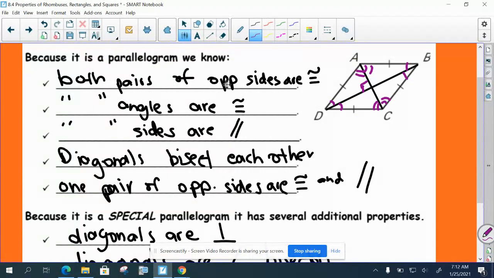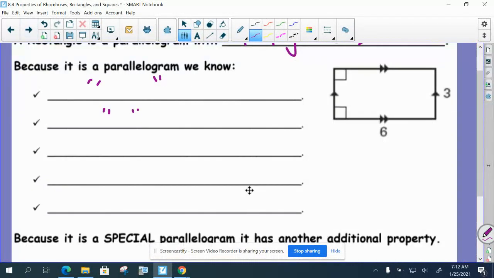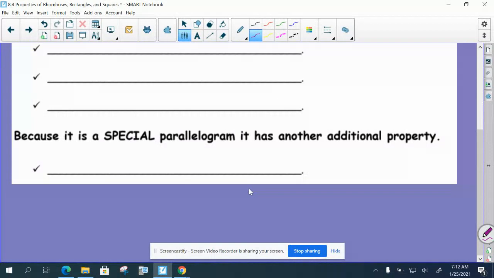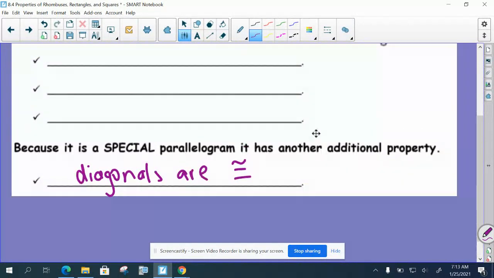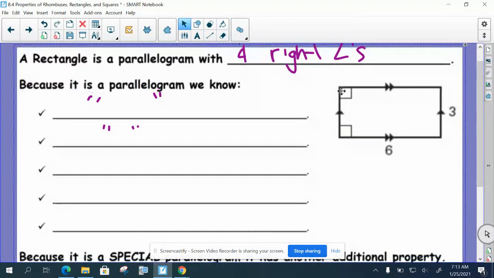Both pairs of opposite sides are congruent. Both pairs of opposite angles are congruent. Both pairs of opposite sides are parallel. Diagonals bisect each other. One pair of opposite sides are congruent and parallel. So all the same properties as the parallelogram, but you've also got the one special property of the diagonals: the diagonals in a rectangle are congruent. Remember, this is the first time this has happened. They're not always congruent in a general parallelogram.